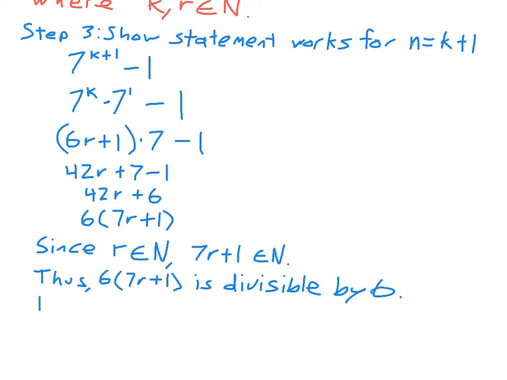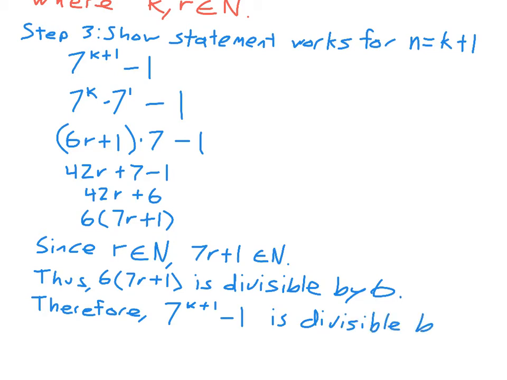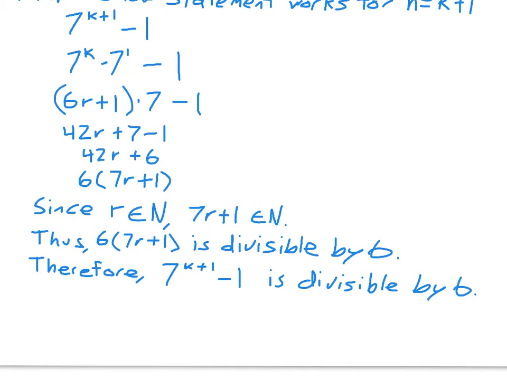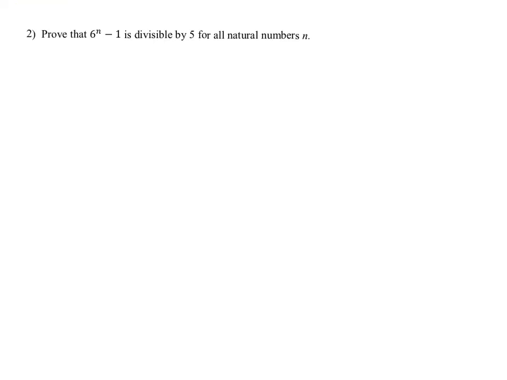And what were we trying to prove? We were trying to prove that 7 to the k plus 1 minus 1 is divisible by 6. Okay, and that concludes our proof. So let's put a symbol to specify that we're done. Okay, let's try another.